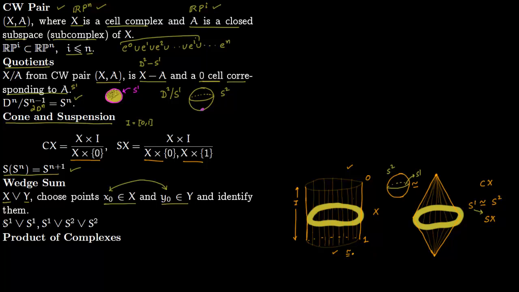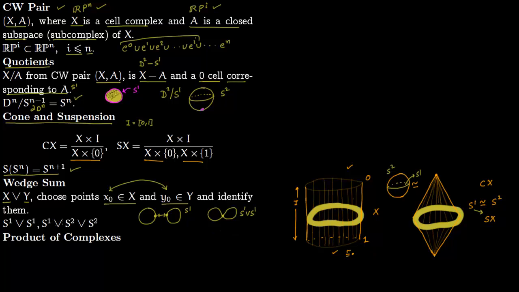So the standard example is S1 wedge with S1. So let us draw this. So you have S1, and then you identify a point, then you have another S1, and you identify a point, then you glue these together. Once you glue them, you get something like this. So this you will write as S1 wedge with S1.